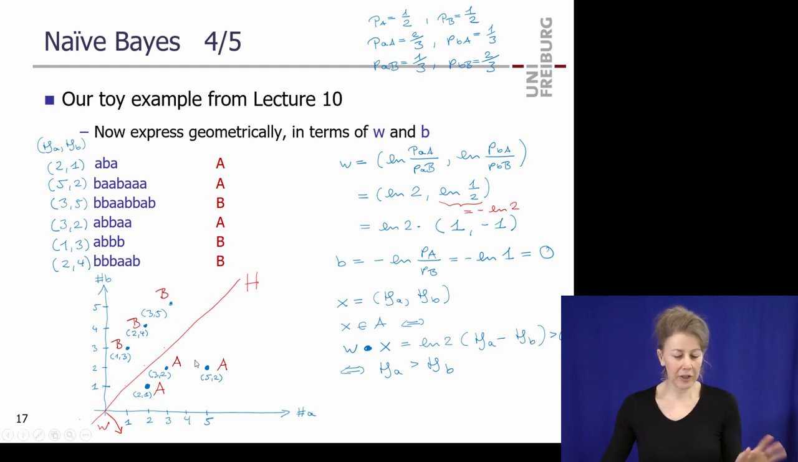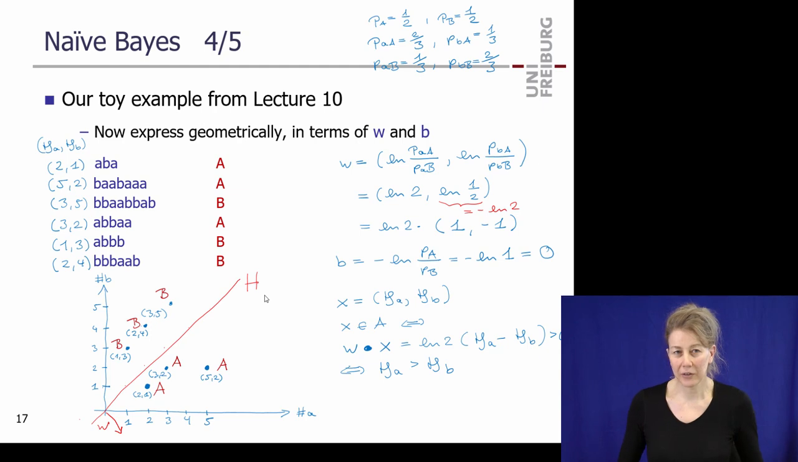And you can also see it here, right? The A's are in this half, the hyperplane goes directly through the middle, and this is what naive Bayes does for this example as a linear separator.